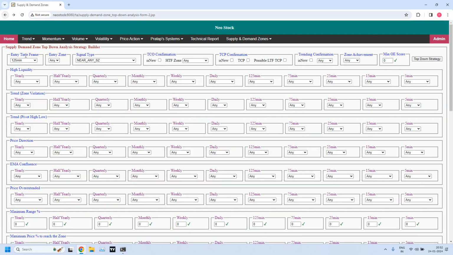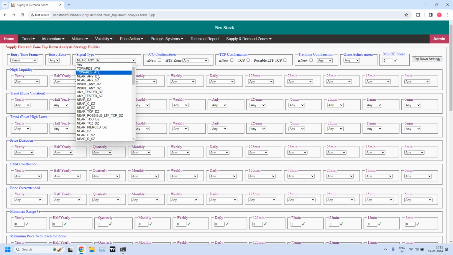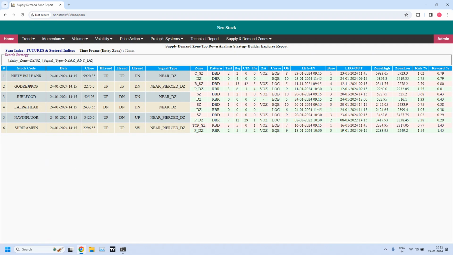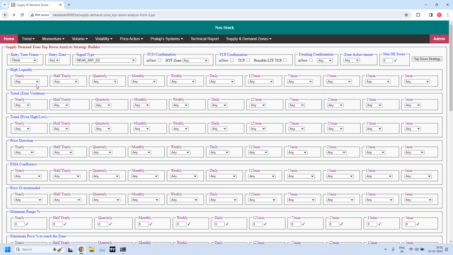So let me go back. Let us change the time frame to 75 minutes. Let us find the stocks near 75 minutes demand zone. 6 stocks are filtered. Let us look into the high liquidity demand zones. So we didn't have any high liquidity demand zones in the 75 minutes time frame.